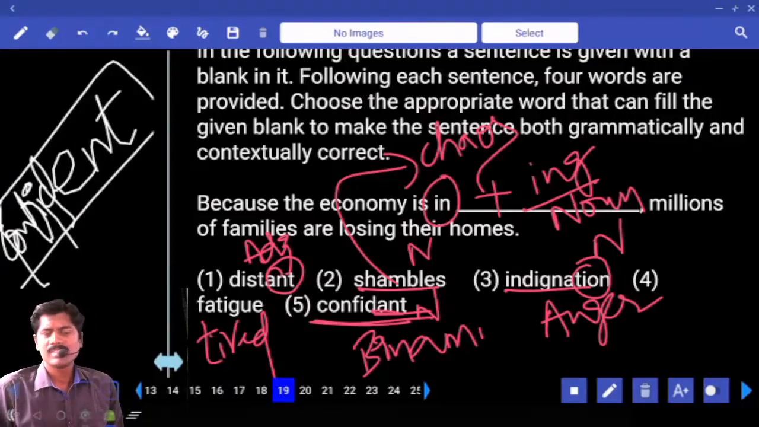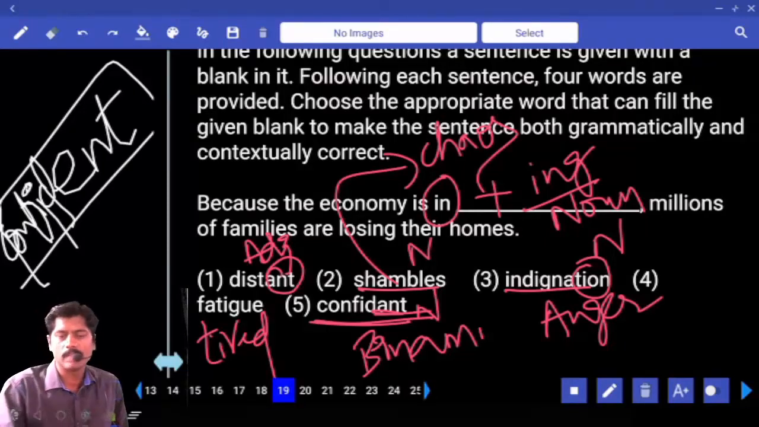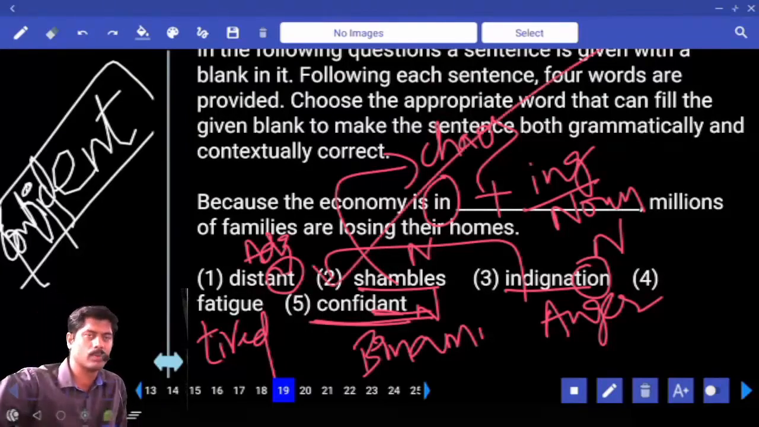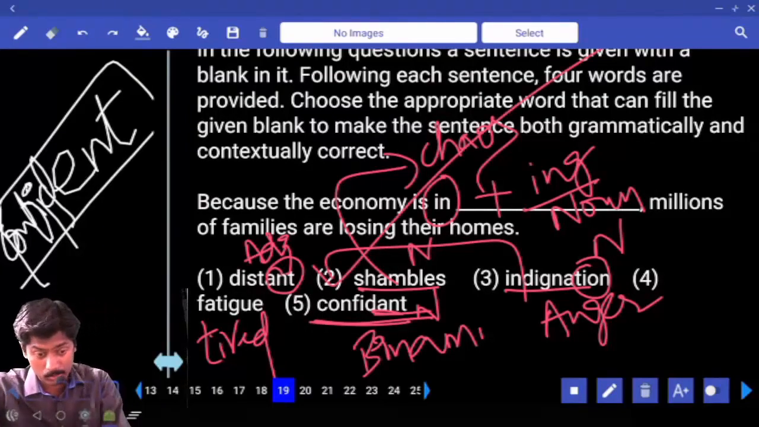So, is it economy is in confident? No. Answer 2 or 3. Shambles means chaos or indignation. Economy is in anger? No, answer is second one, shambles. And millions of families are losing their homes.